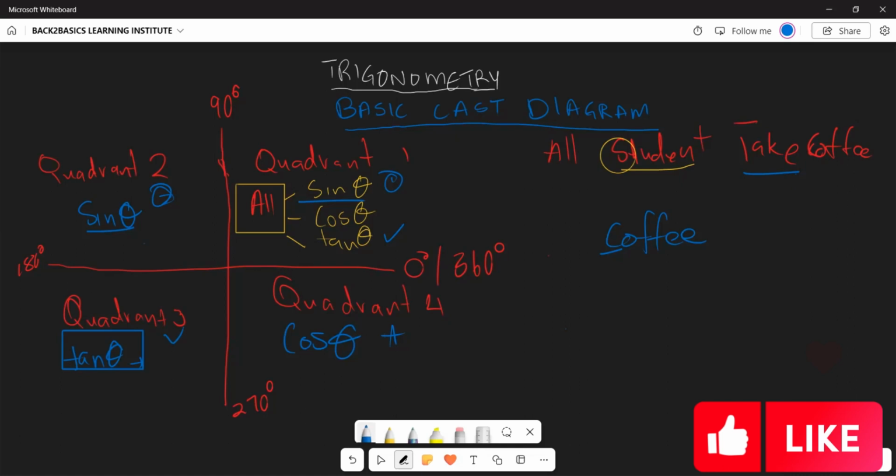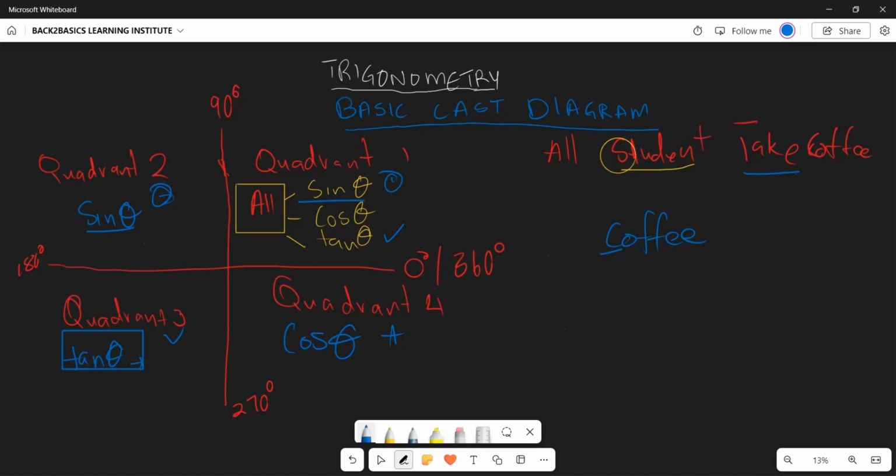So when you are given, let's say, cos of theta in your second quadrant, or they want you to find out what your cos of theta is in your second quadrant, the value that you're going to find is going to be negative, right? So that's what the ratios mean within the CAST diagram.